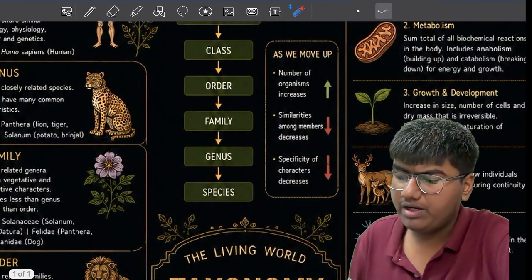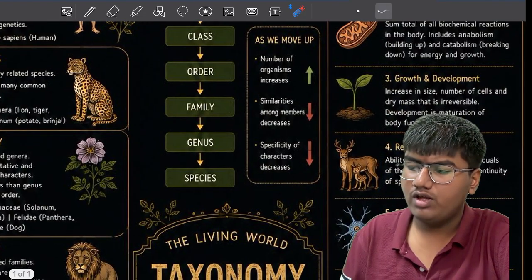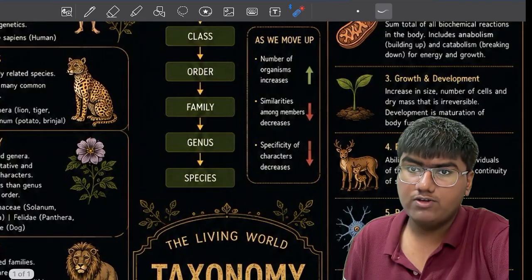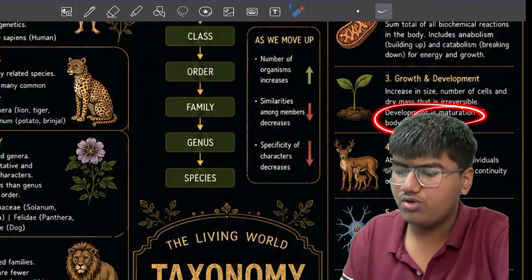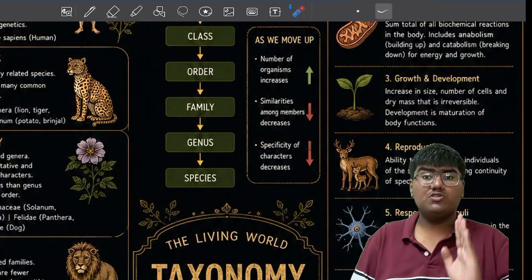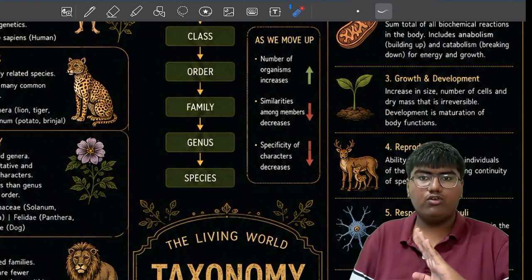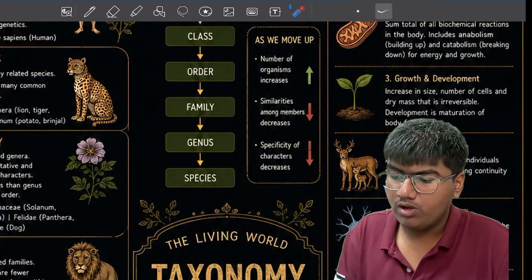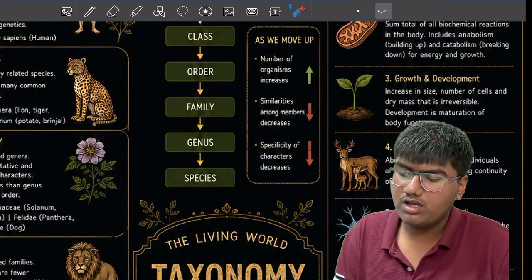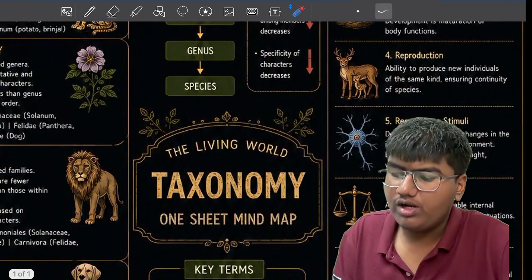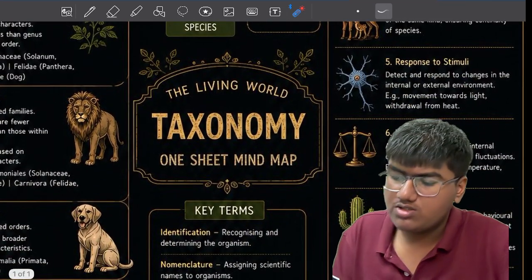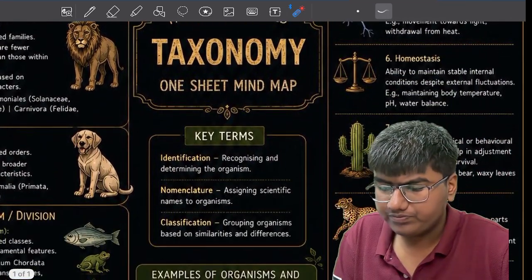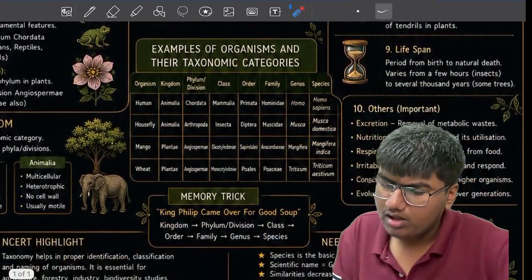Next, growth and development. Growth is increase in size and number of cells and dry mass that is irreversible. Development is maturation of body functions. Again, intrinsic growth is defining for living, not extrinsic, because we see extrinsic growth in non-living also. Reproduction is the ability to reproduce. Response to stimuli: individuals detect and respond to changes, internal and external. These are not all necessary.